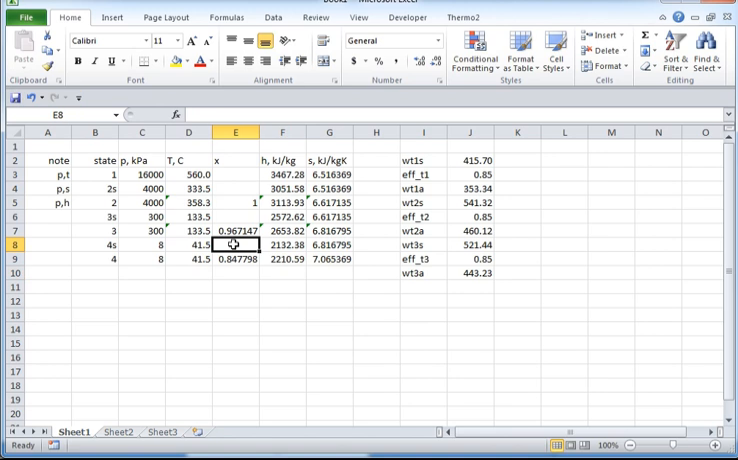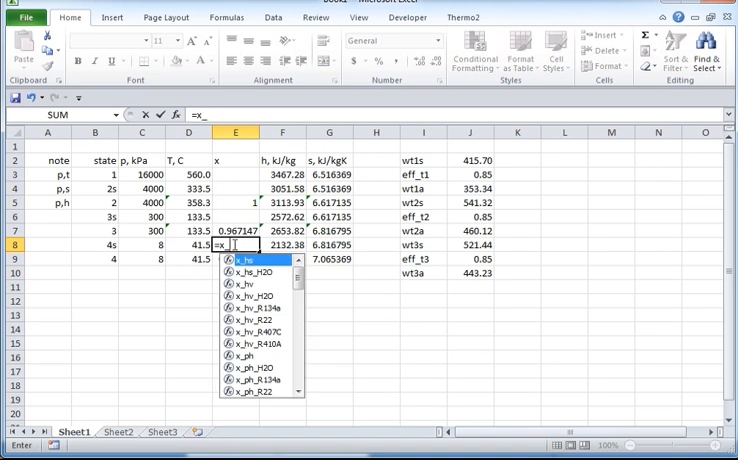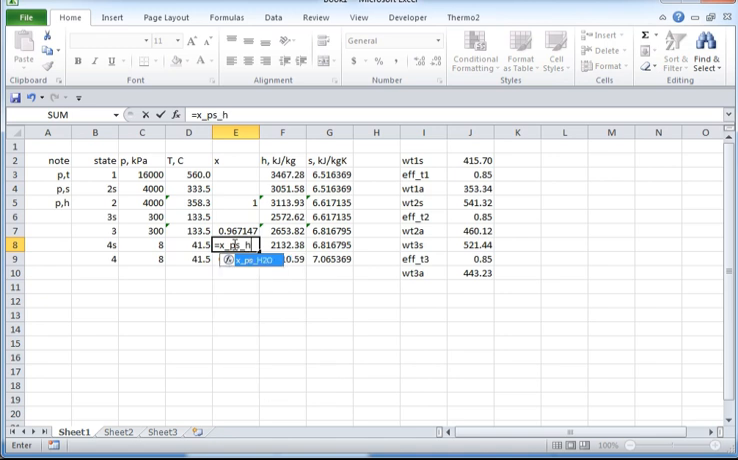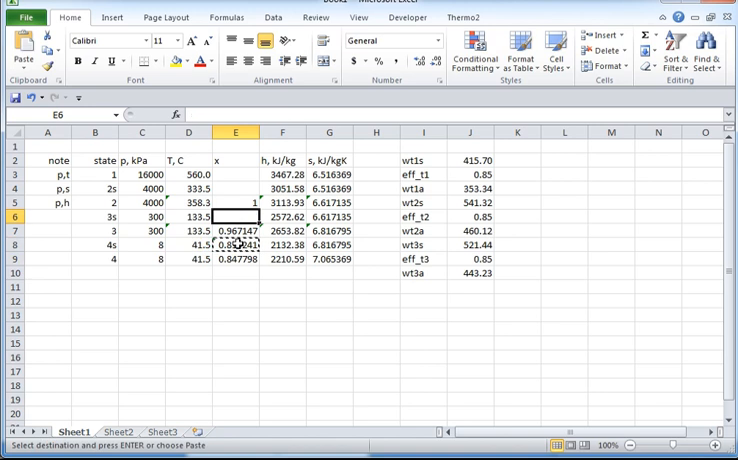Now, I can update this quality right here. Quality is a function of pressure and entropy for H2O. And then you just get the pressure over here and the entropy over here. And you can see how the qualities make sense too. And you can go back and do a lot better job of plotting that TS diagram.